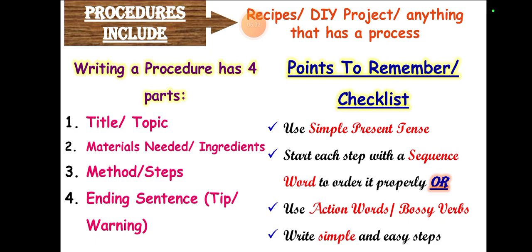You can't do first, then second, first, then next. No, you can't do it like that. Okay, it's a sequence. Or use action words or bossy verbs. So in its place you can use the action words. Whether you use action words, that's also fine. And bossy verbs, as you know, you can use any type of interesting verb. Write simple and easy steps that are good for you. You can only write "and" one time, not more than one time.